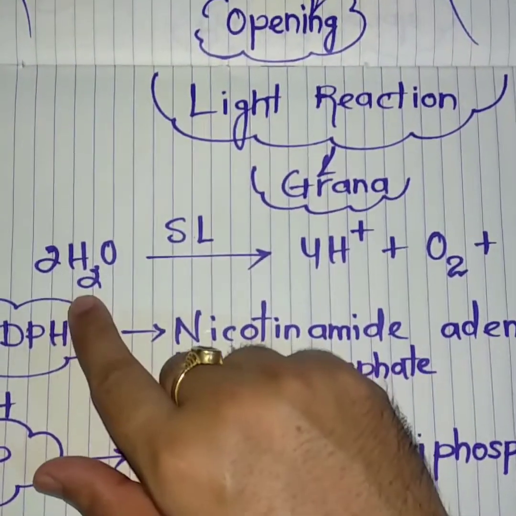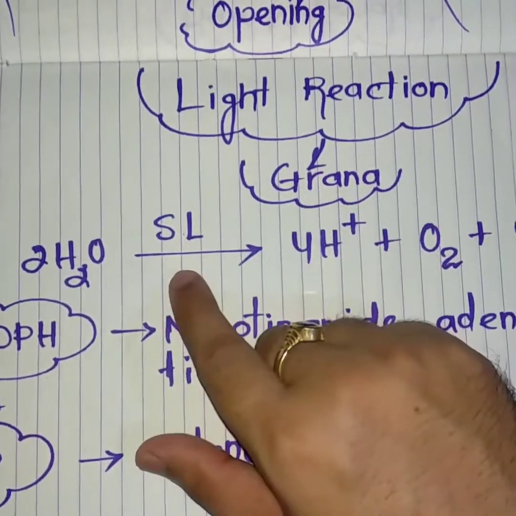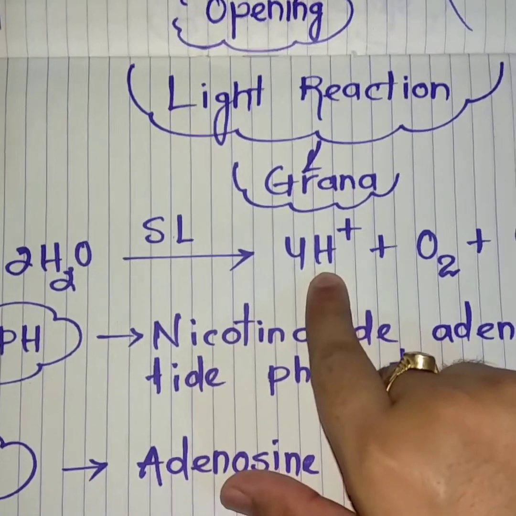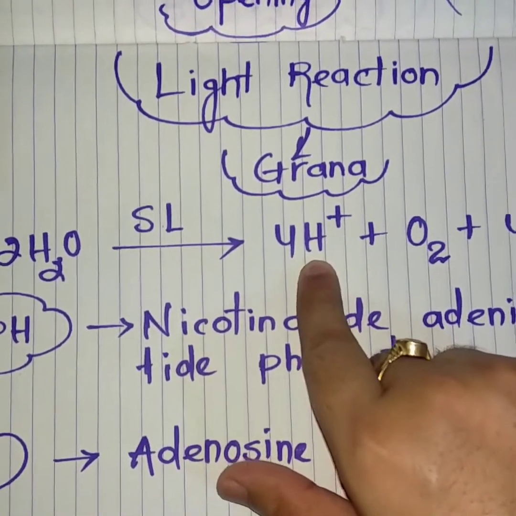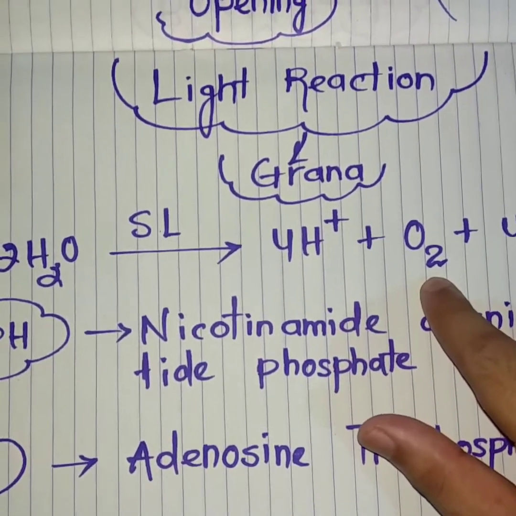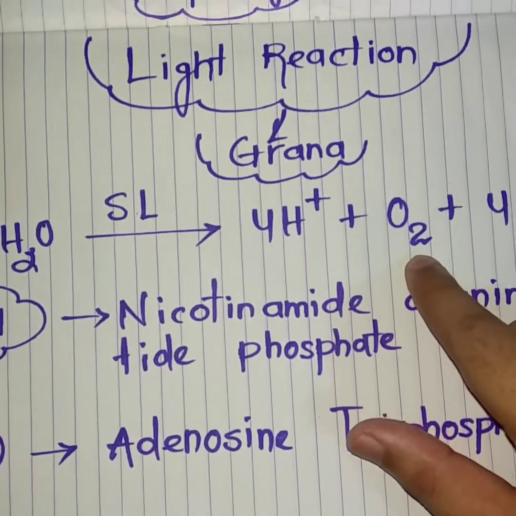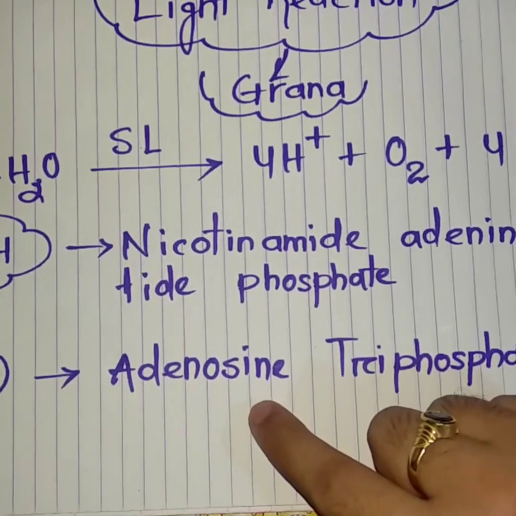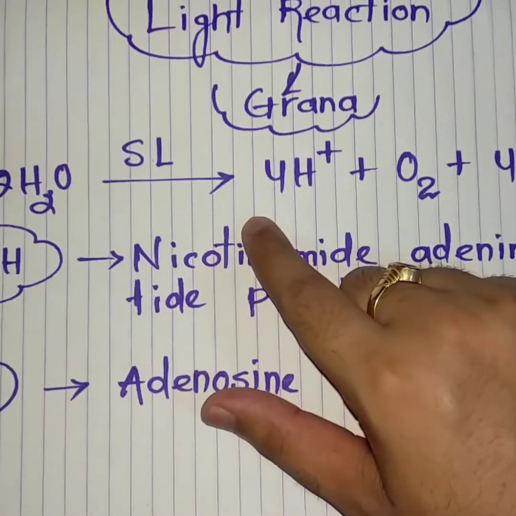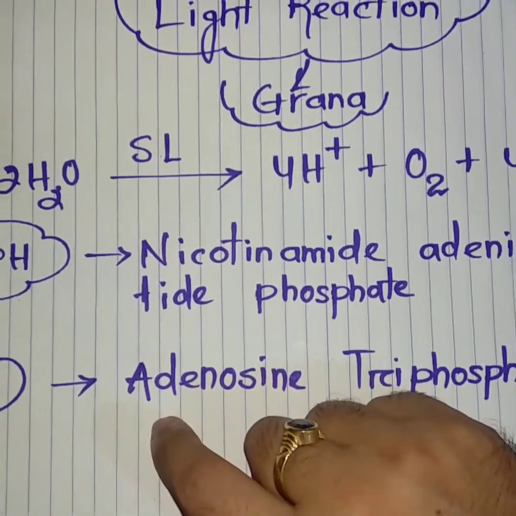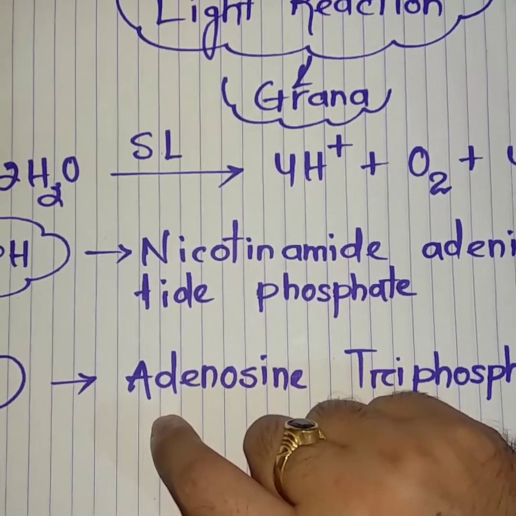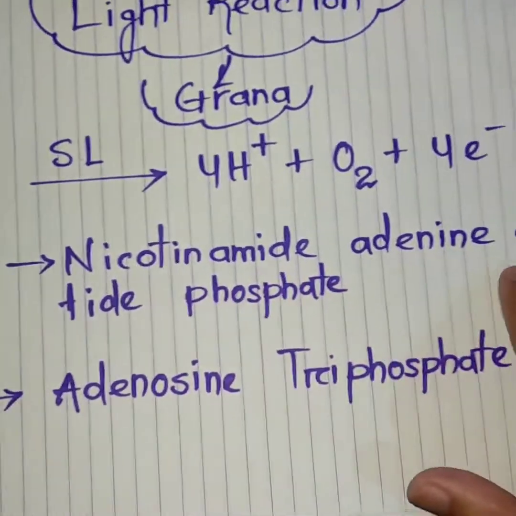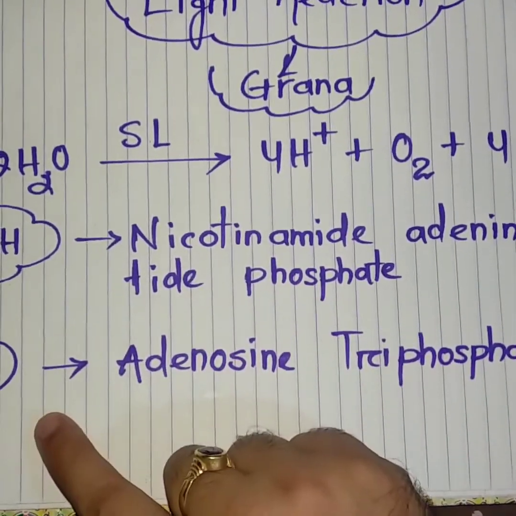When water reaches the grana in the presence of sunlight, water dissociates, or is broken down, into 4 hydrogen cations, and oxygen is released in the form of gas, and as a result 4 electrons are released. And in output you will get some energy providing compounds like NADPH, that is nicotinamide adenine dinucleotide phosphate, and ATP.